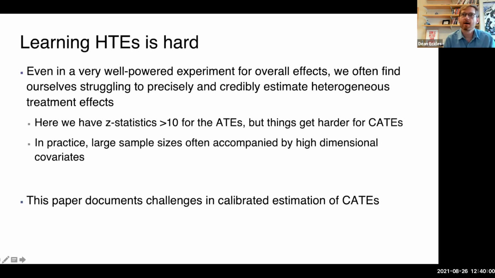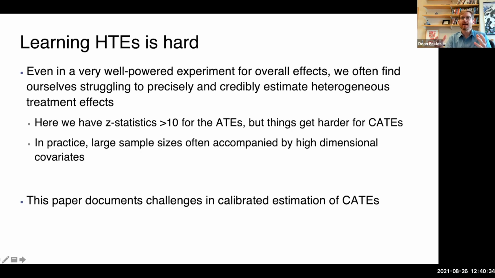So first, learning heterogeneous treatment effects is hard, right? One of the big things that features in a lot of experimental social science is that so much of it has been underpowered, that the experiments people run a lot of the time barely have enough signal to detect anything that is going on. So even here, where we have well-powered field experiments, the z-stats for the average treatment effects of this text message nudge on people submitting their FAFSA forms is over 10.